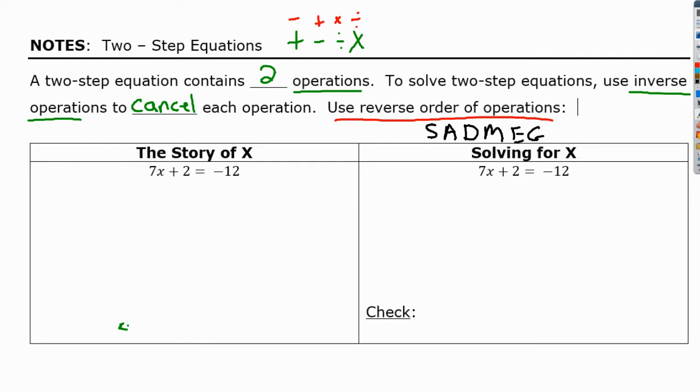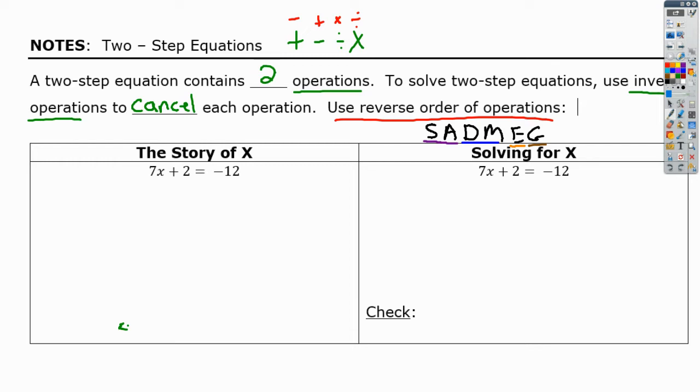So first, you'll go ahead and cancel out any subtracting or adding. Then you'll cancel out any division or multiplication, followed by your exponents. And then finally, you'll go ahead and do your groups. So let's go ahead and solve our first problem. And I'm going to show you how to check your answer as well, because there's a cool way to check your answer. So our first problem says 7x plus 2 equals negative 12.